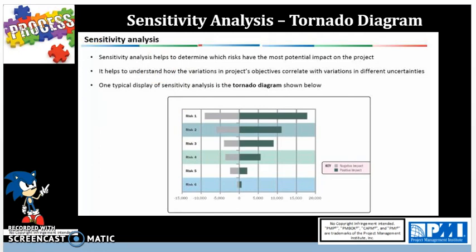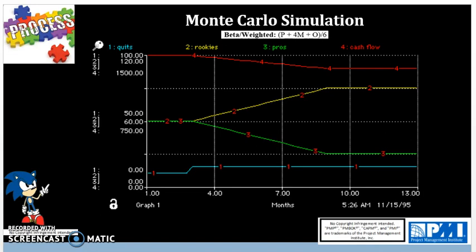And keep in mind that the beta distribution is going to be used in the quantitative risk analysis process more. And you can see that here in the Monte Carlo simulation. This is a computerized simulation that uses the 3-point estimate: pessimistic, optimistic, and most likely. And we'll be using the beta or weighted distribution for the exam. Typically, you'll be given a formula with pessimistic, most likely, and optimistic values. And the Monte Carlo simulation is a computerized tool to give us values to determine which endeavor to go after.